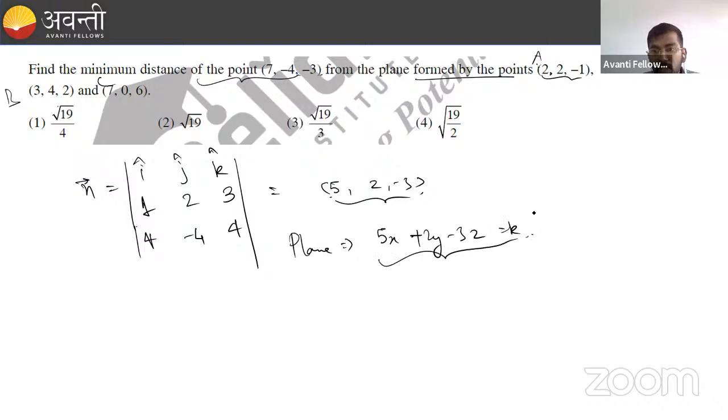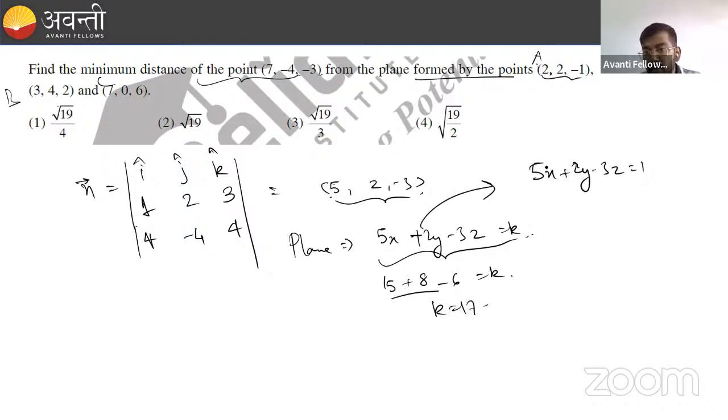Now we know that this is satisfied by all these points. We just need to put 3 comma 4 comma 2. This will become 15 plus 8 minus 6 equals k. This comes out to be k equals 17. So therefore the equation of the plane becomes 5x plus 2y minus 3z equals 17. We got the equation of our plane.